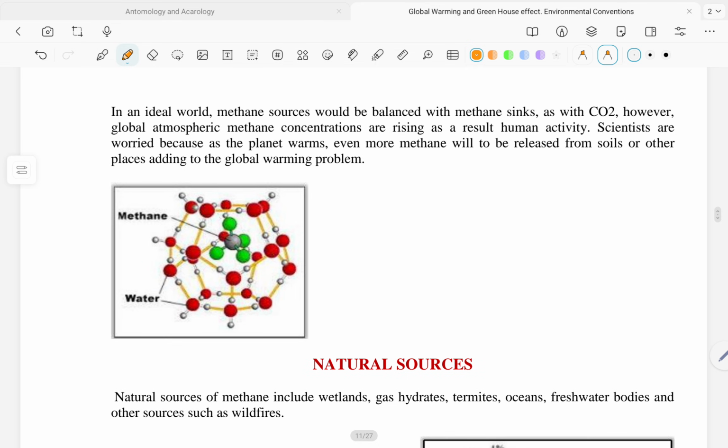In an ideal world, methane sources would be balanced with methane sinks, as with CO2. However, global atmospheric methane concentrations are rising as a result of human activity. Scientists are worried because as the planet warms, even more methane will be released from soil or other places, adding to the global warming problem.